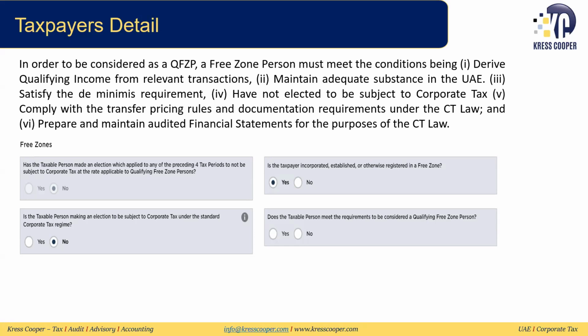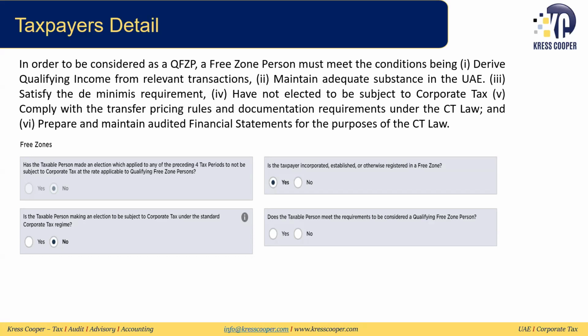Now, what are all the conditions? We know that a free zone person has to meet certain conditions if they want to be treated as a qualifying free zone person. Those conditions are they first need to be deriving qualifying income from relevant transactions. What is the qualifying income? So if you're doing transactions with a free zone person, there has to be a beneficial recipient. It can't be one of the excluded activities. If you're doing transactions with, for example, a non-free zone person, it has to be one of the qualifying activities. It has to meet the conditions of the qualifying activity. It cannot be part of the excluded activity.